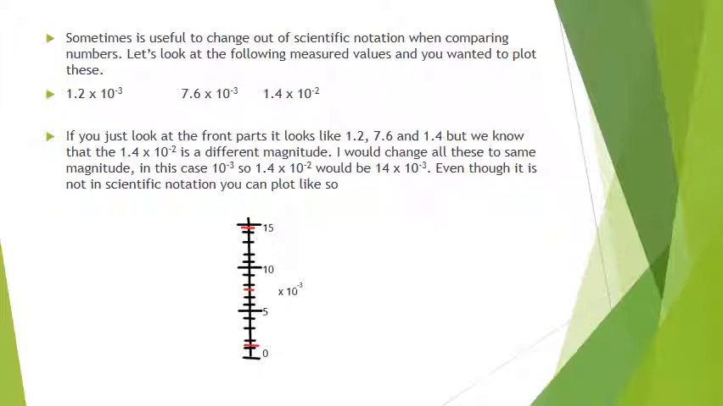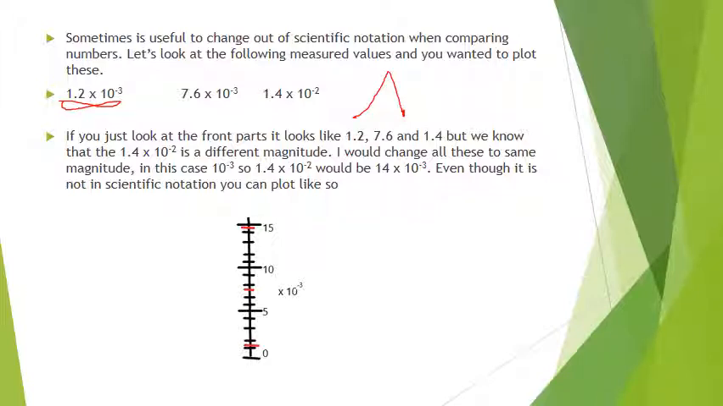Okay, sometimes when you have scientific notation, it's useful to unwrap it so you can understand it. So let's say I have three measurable values of the same thing: 1.2 times 10 to the minus third, 7.6 times 10 to the minus third, 1.4 times 10 to the second. And what I want to do is graph these, okay? So if you just graph the numbers, 1.2, 7.6, and 1.4, they go 1.2, 7.6, and down to 1.4.